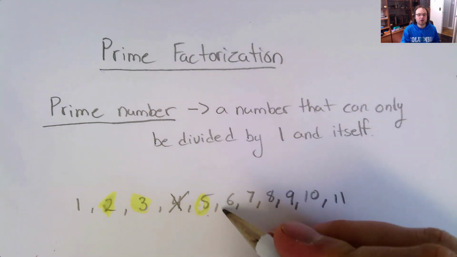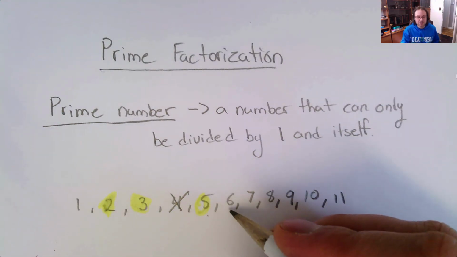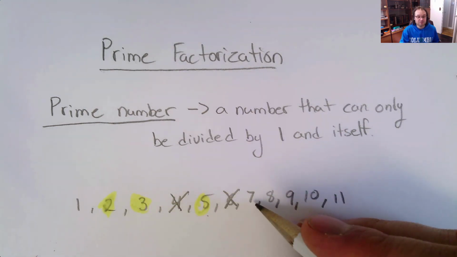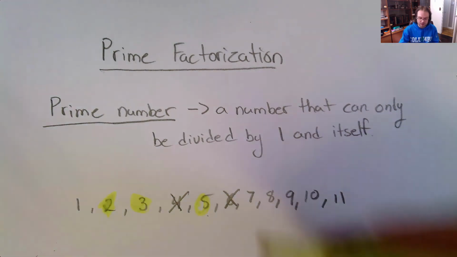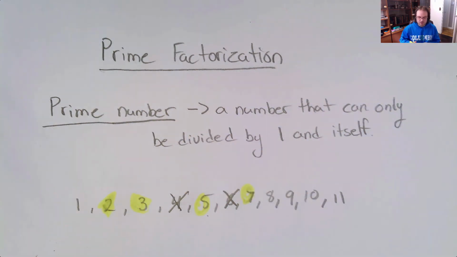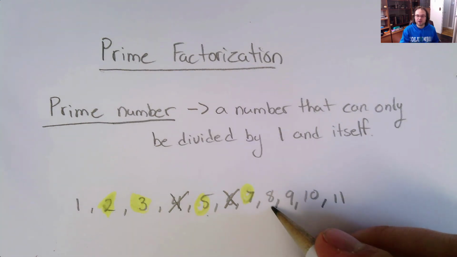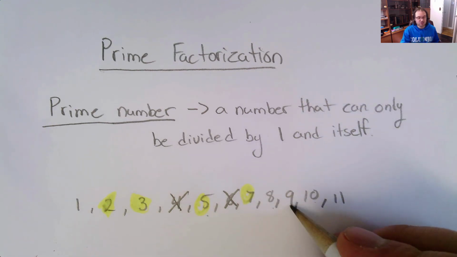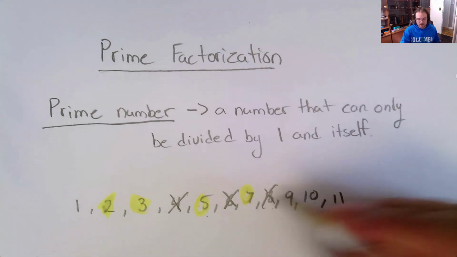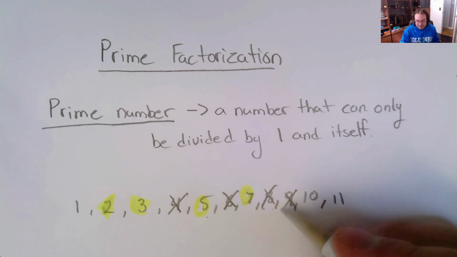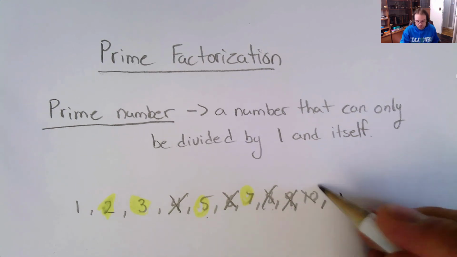6 is not a prime number. 6 can also be divided by 2 and 3, so this is not a prime number. 7 is a prime number because it can only be divided by 1 and 7. Let's look at 8. 8 can be divided by 2. It can also be divided by 4. Okay, now we look at 9. 9 is not a prime number. It can be divided by 3, and it could also be divided by 9, and 3 is not 1 or the number 9. 10 can also be divided by 2 and 5.